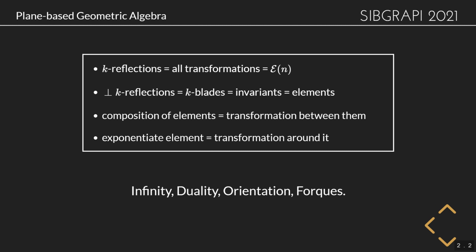If you repeat a 2-degree rotation twice, you get a 4-degree one, and so on, to get transformations around those elements. We may have given you the impression that the Euclidean group holds all of the elements in PGA, but that's not entirely true. We might have left out some line and a couple of points, and that's what we'll look at in this particular episode. So we'll be talking about infinity, how it leads to duality, how duality leads to orientation, and how all of it leads to forks. Let's get started.